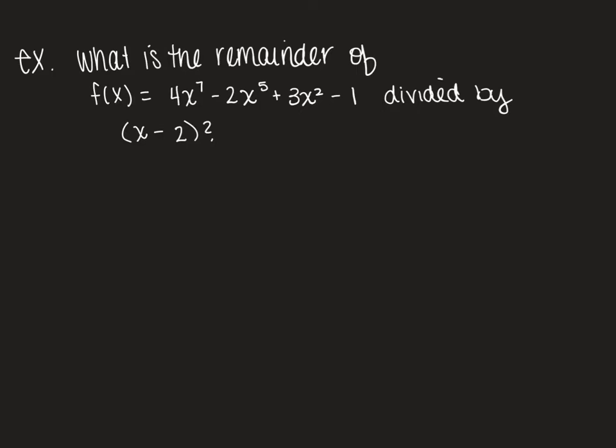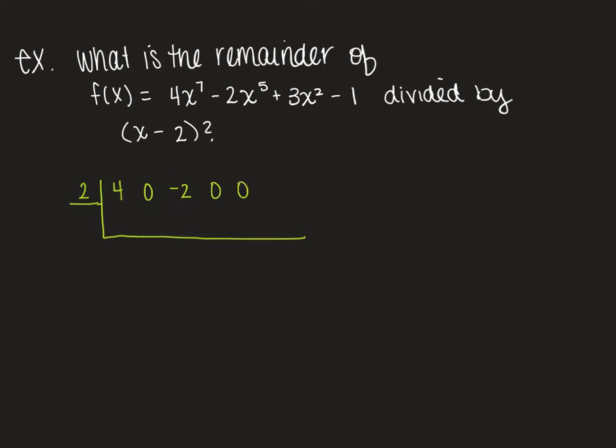So we could use synthetic division, and we can get this set up. We're going to put a positive 2 on the outside because I see a negative 2, and then we're going to have all of our columns filled out. So we have 4x to the 7th. We do not have an x to the 6th, so we want to make sure we have a 0 there. We have a negative 2x to the 5th. I do not have an x to the 4th, so I have a 0.